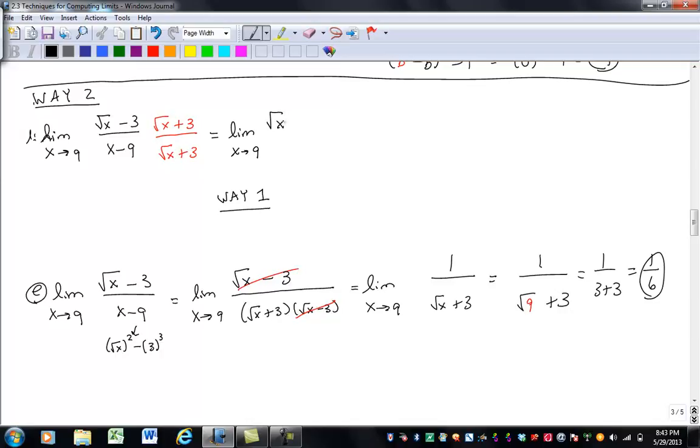So I have the square root of x minus 3 over x minus 9. Oh, whoops. I'm going to actually multiply these together now. And you have to FOIL when you do it. Square root of x times square root of x is x. The inner is negative 3 root x. The outer is positive 3 root x. And the last is negative 9.